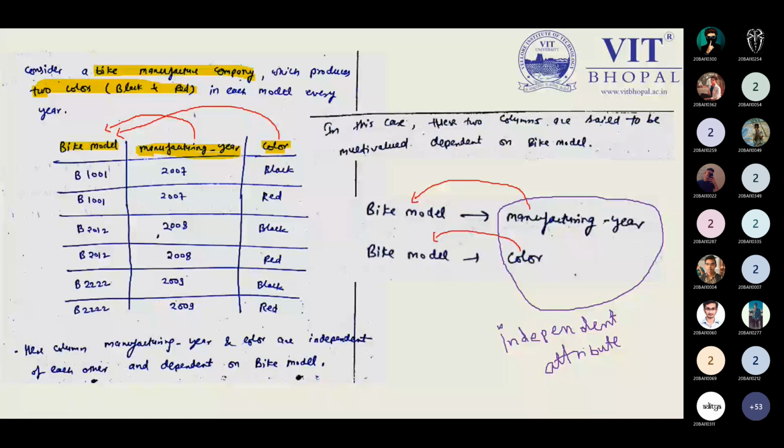But room type and, we can say, the room size are both dependent on each other. So here we can say the room type and room size are dependent on each other. Why?